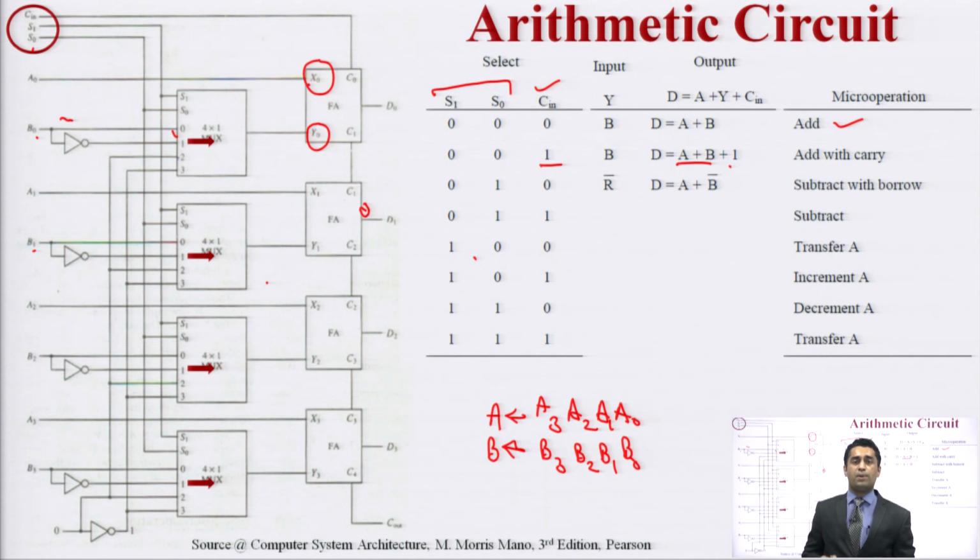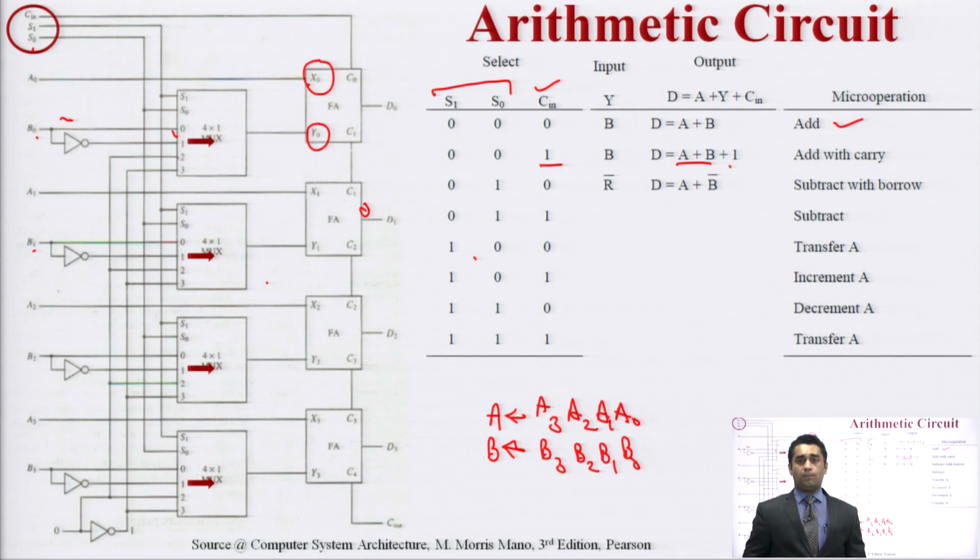We are using a complementer circuit. When we are using a complementer circuit, it means we are taking the complement of a number. And as I showed in the previous example, where I used A plus B, A minus B.